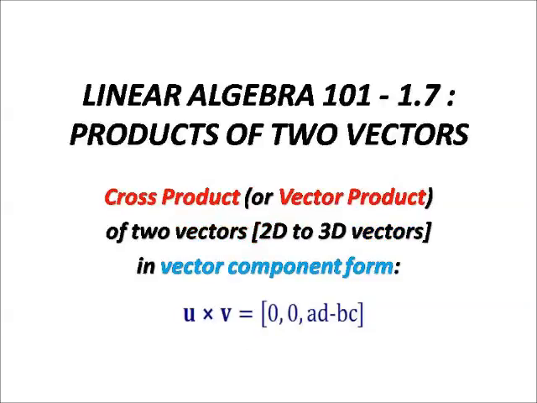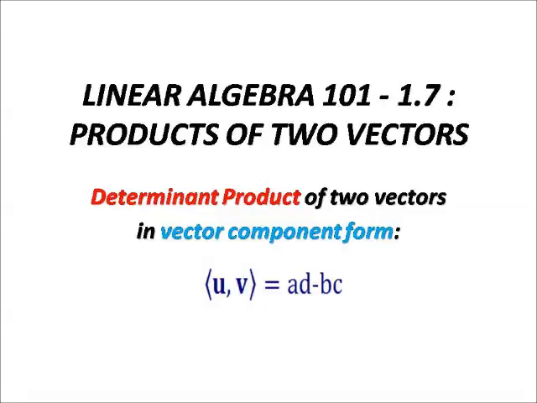The cross product of two vectors, u cross product v, goes from two-dimensional to a three-dimensional vector with AD minus BC as the third component of the vector coordinates. Determinant product of two vectors in vector component form is AD minus BC. Remember, it's like a cross product, with the third component placed here.